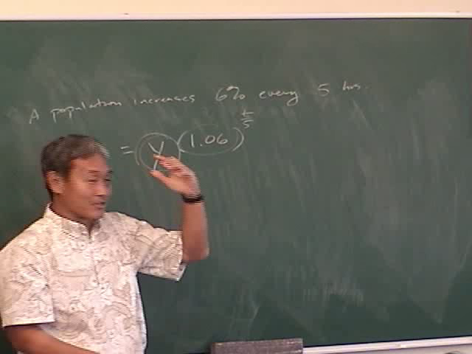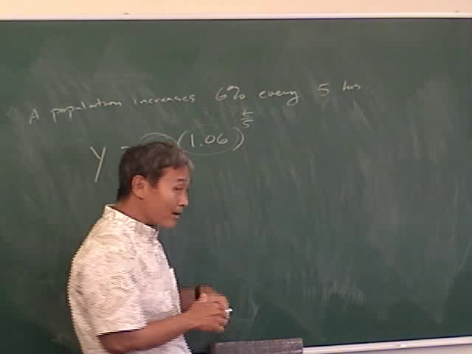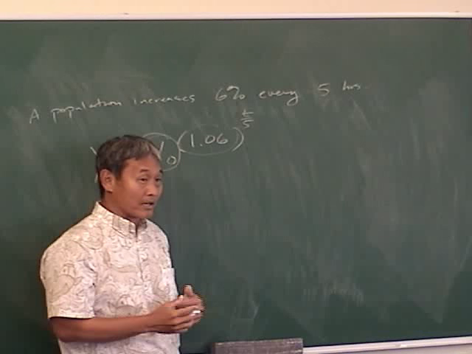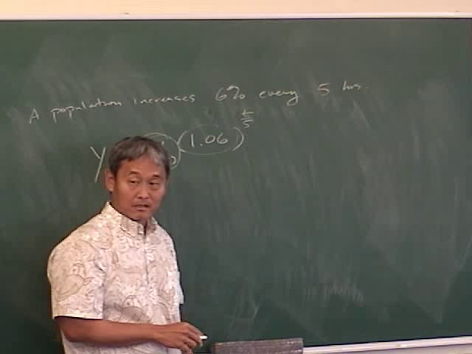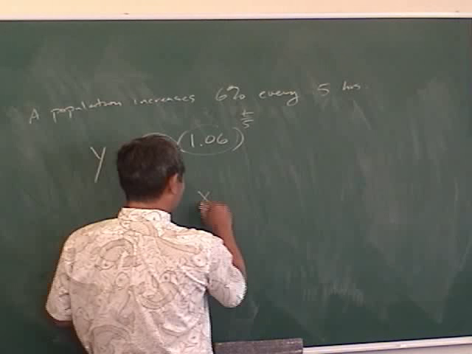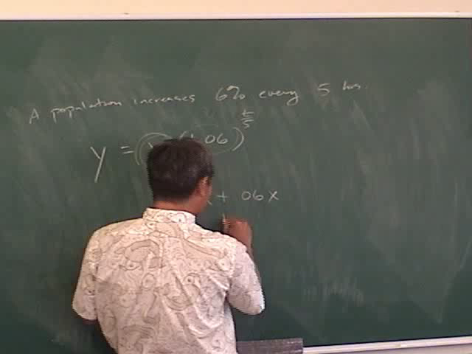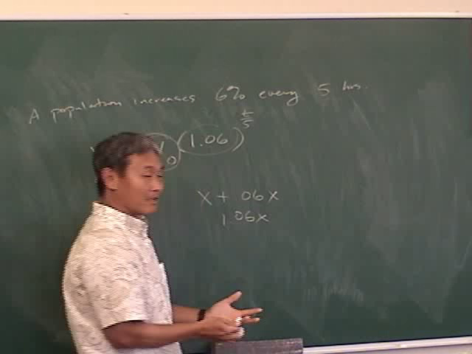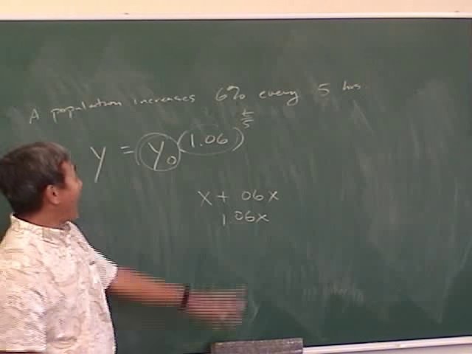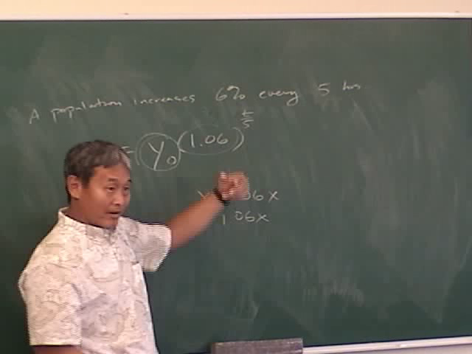You guys probably just tried to memorize it. Now, if a population increases 6%, do you see why that's 1.06? Because a lot of you are saying, how come it's not 0.06? How do you increase something by 6%? Something plus 6% of that, and of course, doesn't that simplify to 1.06x? That's why it's 1.06.